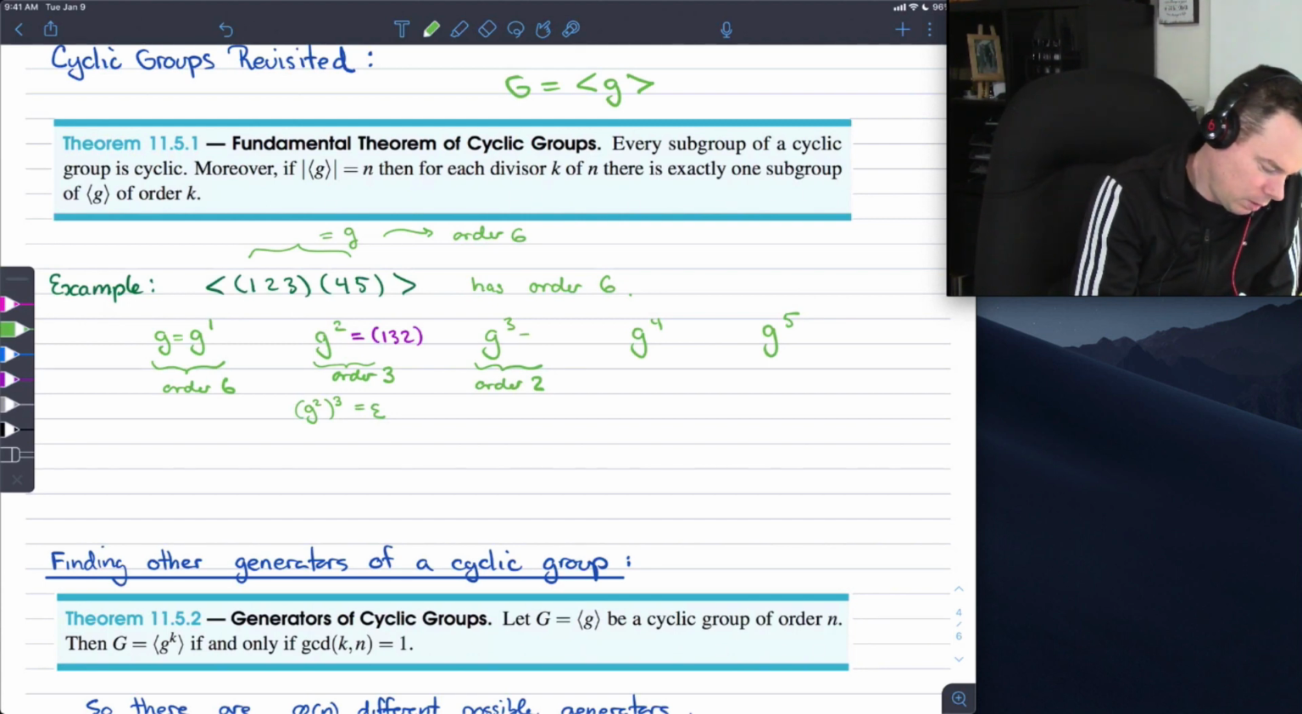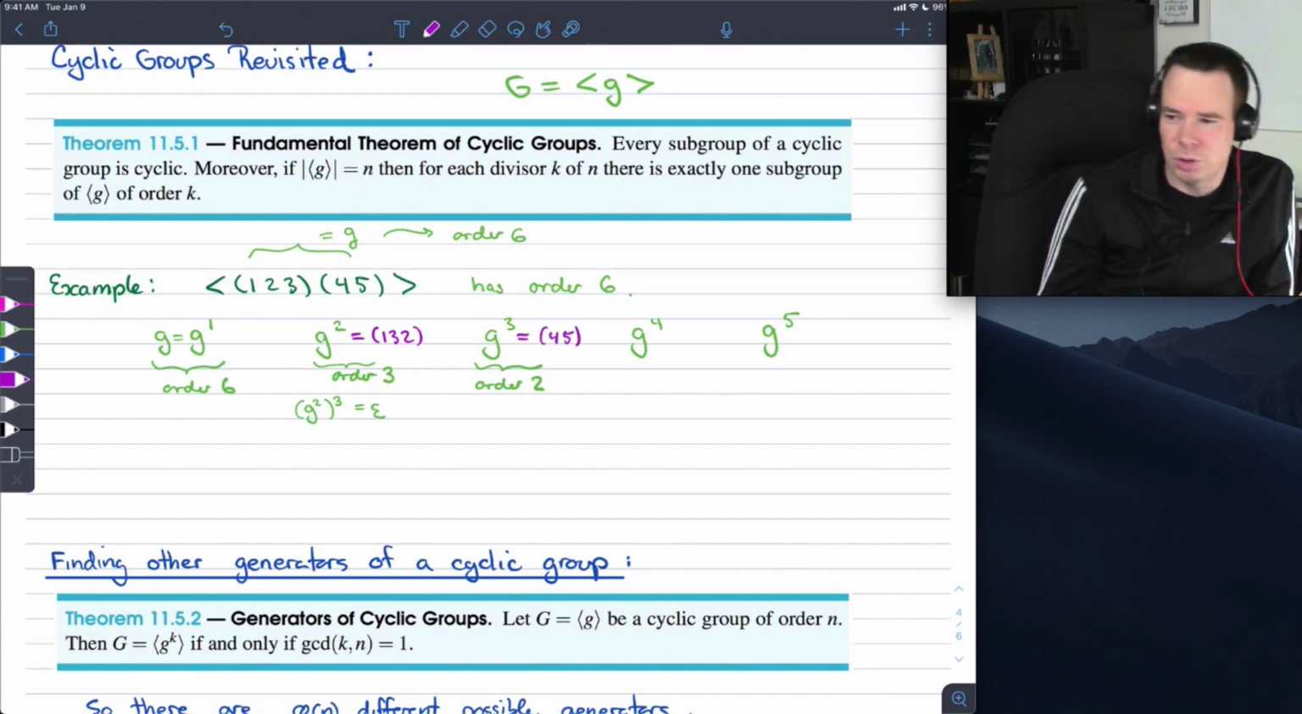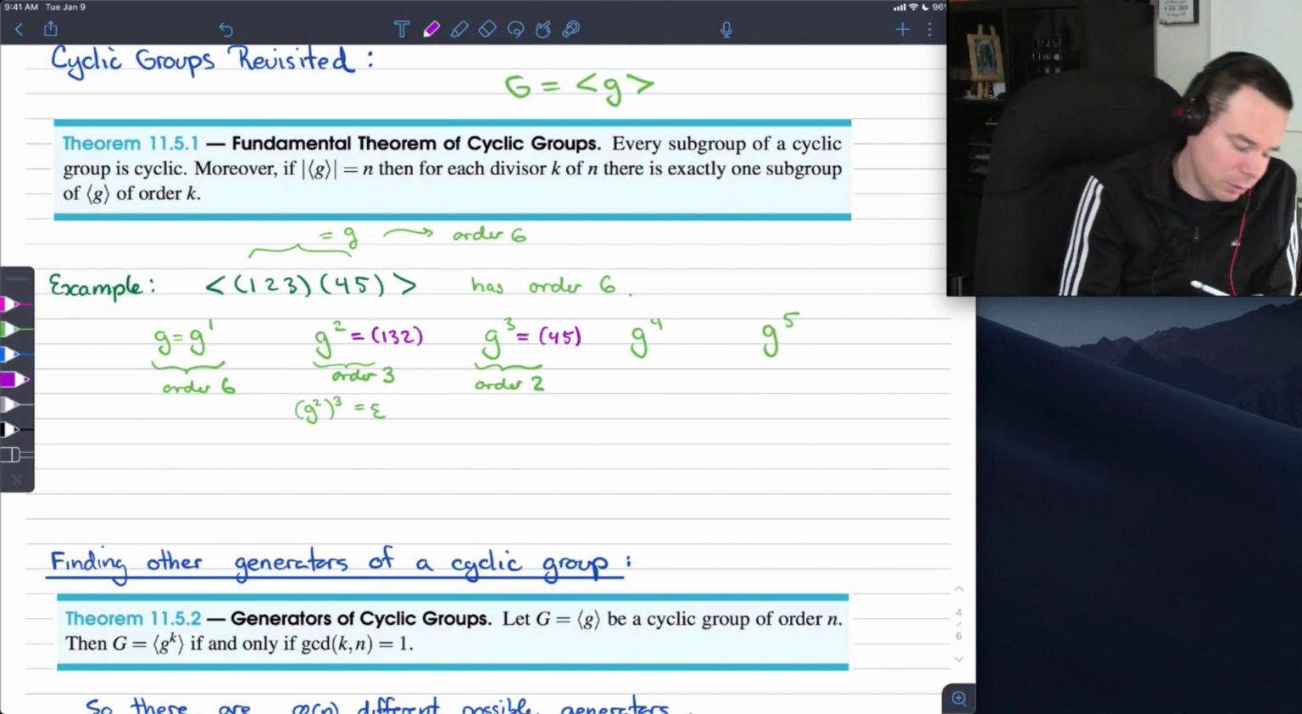We could also see that, I'll write it in purple here, as really just the 2 cycle (4 5). So clearly it has order 2. But we can conclude it has order 2 without having to refer to its cycle structure.